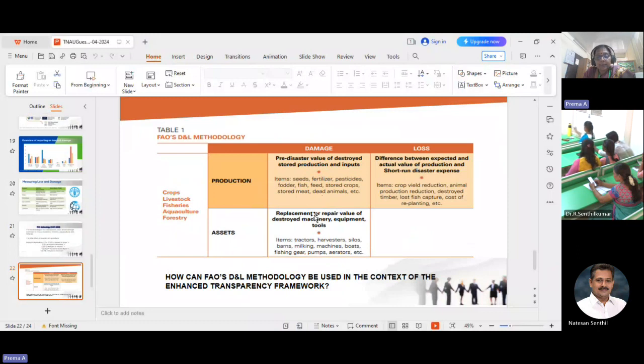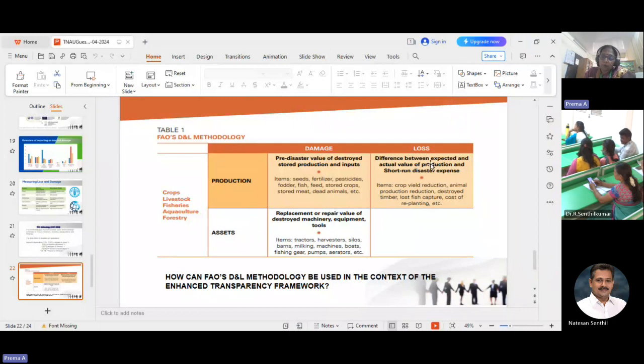And for those assets, we are taking the replacement or repair value of the destroyed machinery. For example, the items include tractors, harvesters, the fishing gear, pumps, everything. So we will be using the replacement or repair value for the destroyed machinery. In the case of loss, we have to take the difference between the expected and actual value of production and short-term disaster expense. That is, the loss can be for the crop yield reduction, the animal production reduction, destroyed timber, the loss of fish capture, etc.